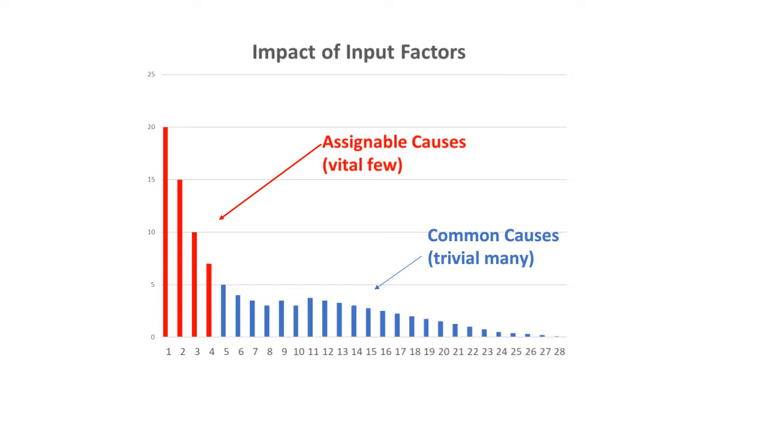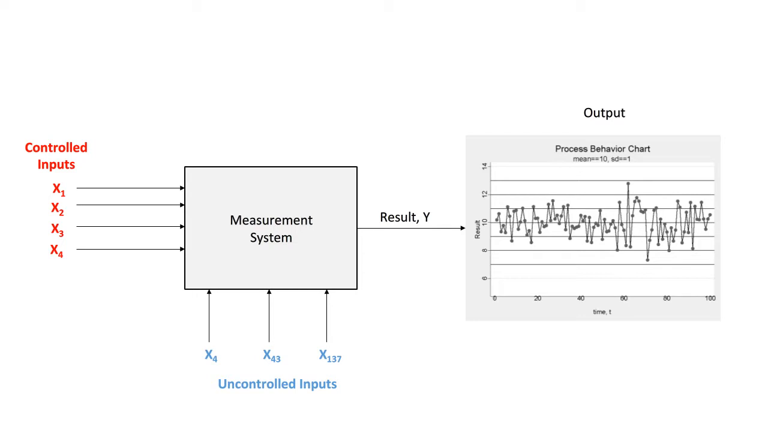So what do we gain by grouping these inputs into two categories of the vital few and trivial many? How does this help us? The answer is that we design controls to reduce the variation in the potential assignable causes or high impact inputs. This means we have two kinds of inputs: controlled inputs and uncontrolled inputs. When the vital few high impact inputs are controlled, all the variation in the output is due to variation in the uncontrolled inputs, or the trivial many.